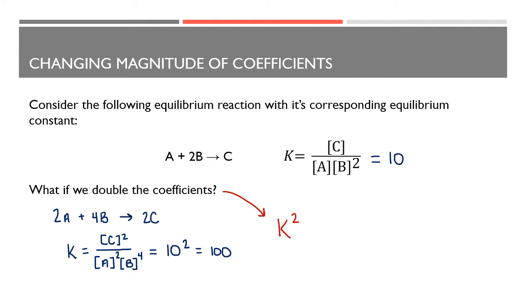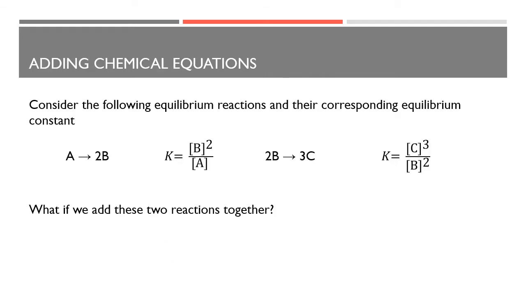We can take that rule one step further. What if we triple the coefficients, or quadruple the coefficients, or take the coefficients times any value? We'll call it n. So the coefficients of our chemical reaction times n. What that does to the equilibrium constant is it raises it to the power of that n value. So that's our second modification.